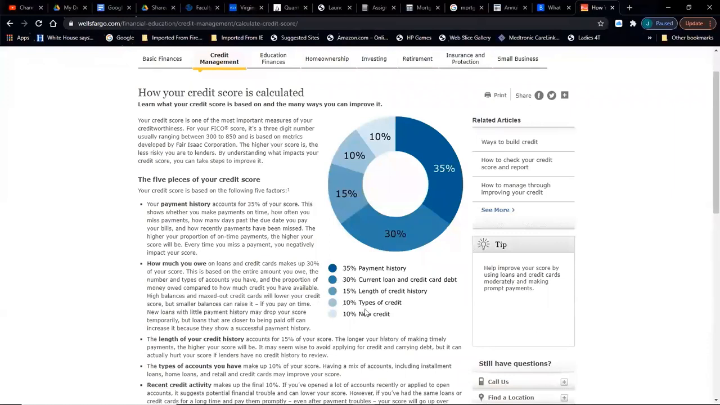10% is in the types of credit, so credit cards, car loans, home loans. This is a really small contributing factor. So if you don't have a car loan, that's not that big a deal. If you don't have a home loan, that's not that big a deal.